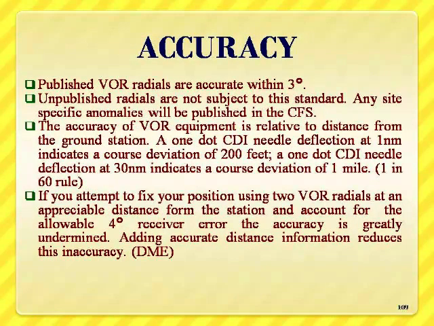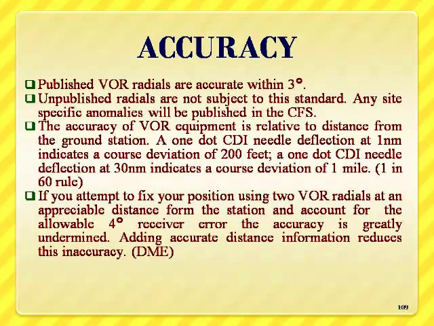Published VOR radials are accurate within 3 degrees. Unpublished radials are not subjected to this standard. Any site-specific anomalies will be published in the CFS. The accuracy of VOR equipment is relative to distance from the ground station.